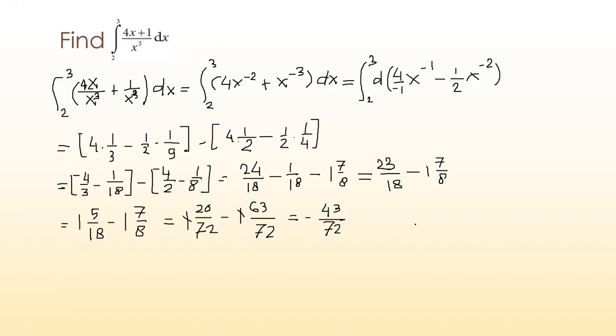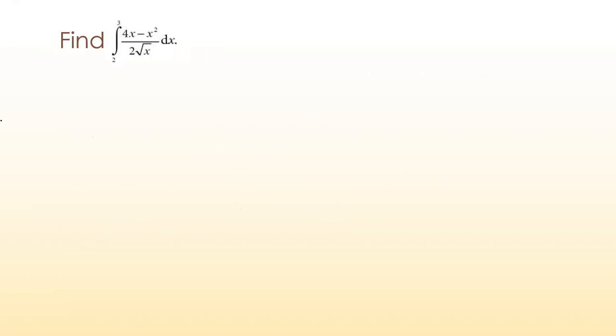So very simple. Next one. Firstly, we need to simplify this fraction. It becomes 4x over 2x to the power of a half minus x squared, 2x to the power of a half.